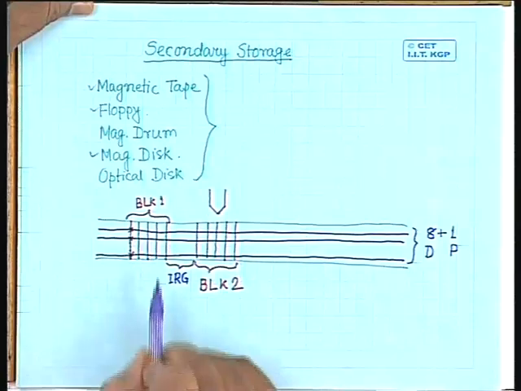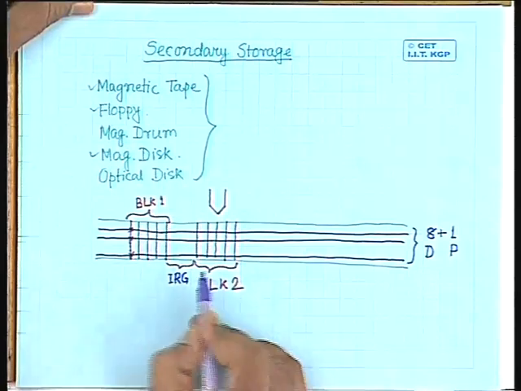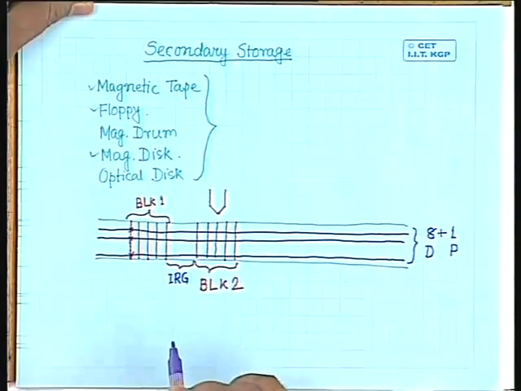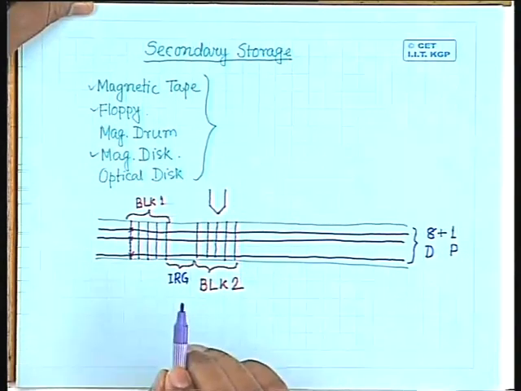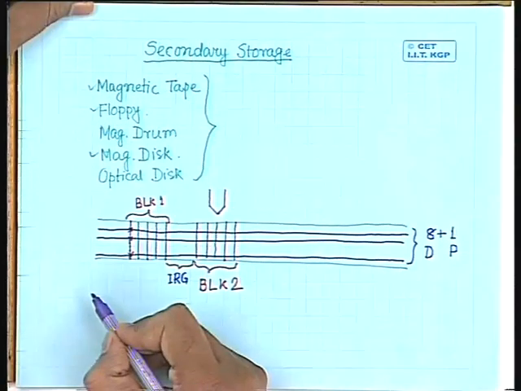So suppose initially the magnetic tape is halted, that means the tape is not moving. Now I want to read a particular block from this magnetic tape. Maybe the first data that I want to read is block number 1, and the next block that I'll be interested to read is block number 2. Okay. So once the read request comes, the driving mechanism starts moving this tape.